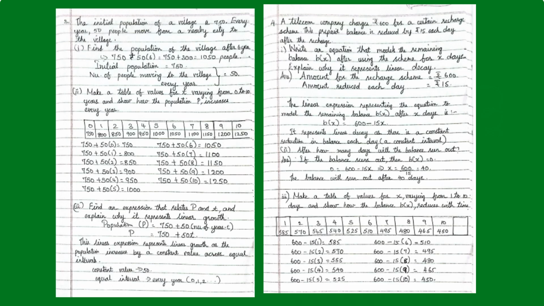Make a table, very simple. Just replace the values in the linear expression 600 minus 15 times x. Make the value of x to be 0, 1, 2, 3, 4, and so on up to 10. Substitute, find the values, and fill in the table or column. That is what is expected in this sum.